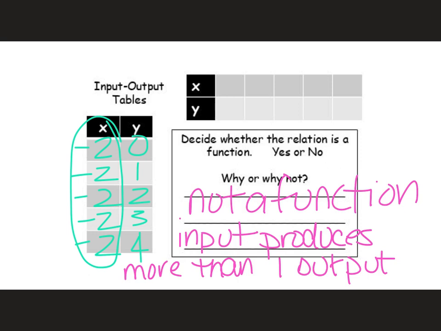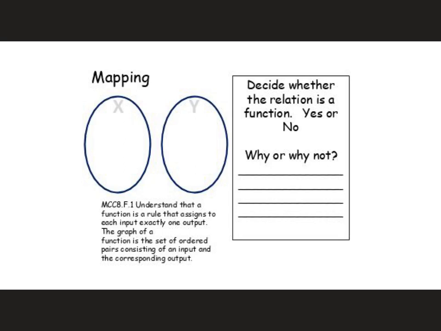And of course, we can see here that we can transfer those to a horizontal table, but I'm assuming you guys can visualize that. Okay, so now here's an example of a mapping situation. So we use this function rule that assigns each input exactly to one output. So remember, this is what we're looking for.